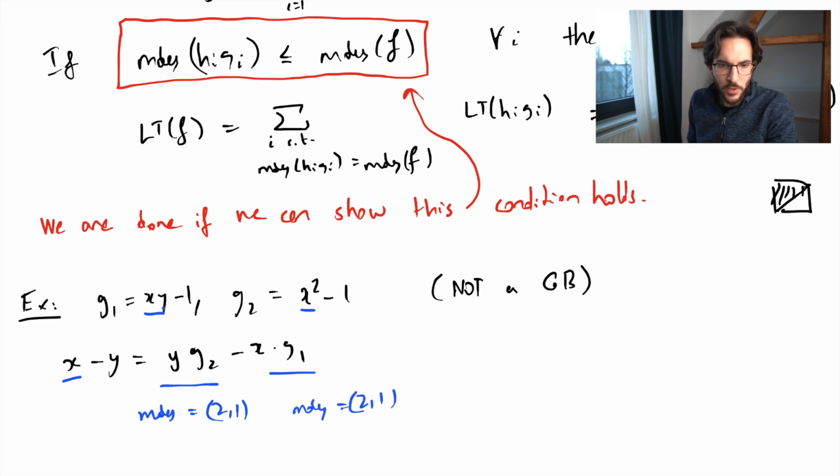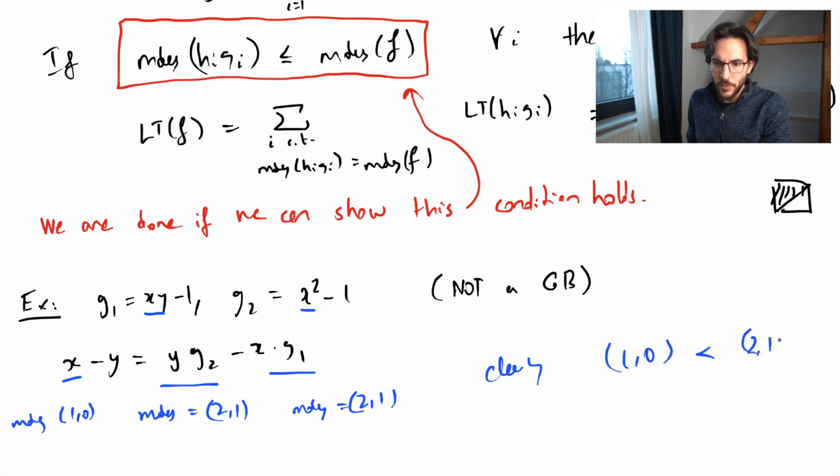So that's x times xy. Here, however, the multidegree was (1,0). The leading term is x. And clearly, (1,0) is less than (2,1) with respect to glex. So there's no way you're going to write x minus y as a combination of g1 and g2 in such a way that the multidegrees are less than or equal to (1,0). Because already the multidegrees of g1 and g2 are going to beat the multidegree of x minus y. So this condition that we're assuming here about the existence of such hi is a non-trivial assumption, and it must come from the hypothesis about the reducibility of S-polynomials.